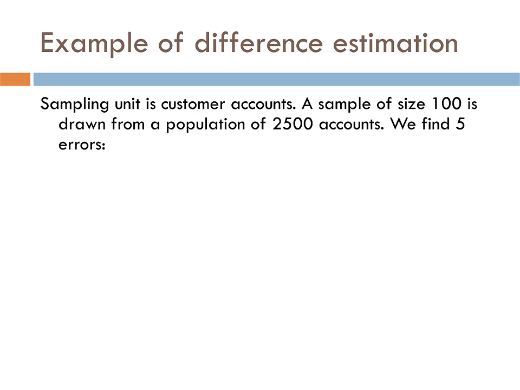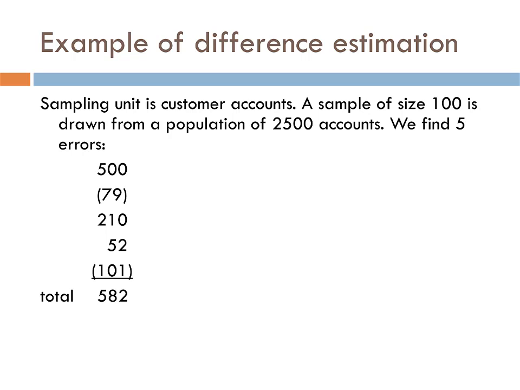And so we're going to be testing accounts receivable. The sampling unit is going to be customer accounts. And we have a sample size of 100 out of a population of 2,500. And we find 5 errors in our sample of 100. And there are the 5 errors. So you can see, it looks like we have 3 overstatement errors and 2 understatement errors.